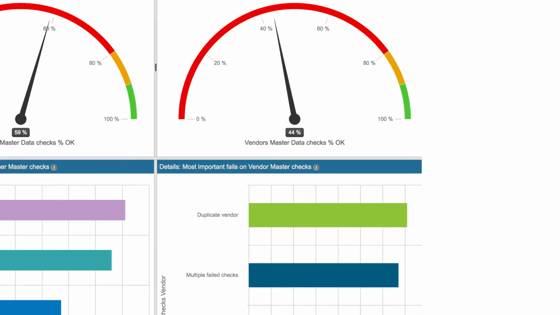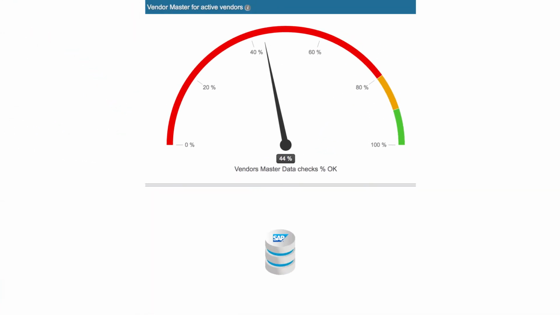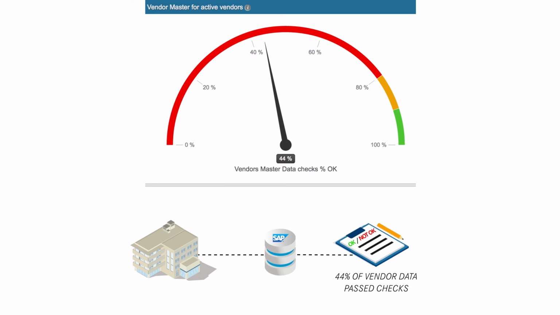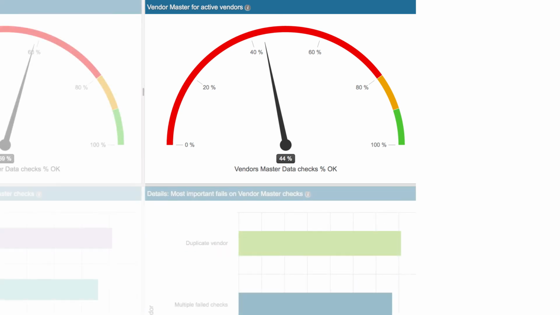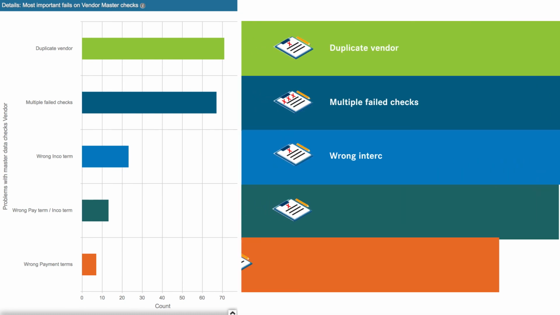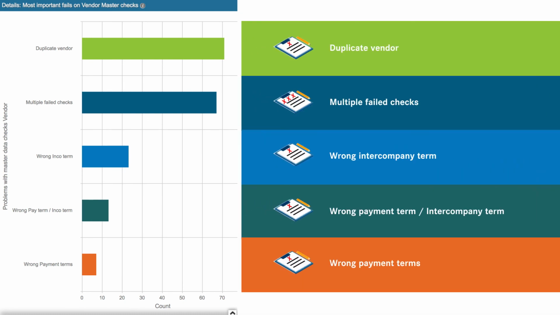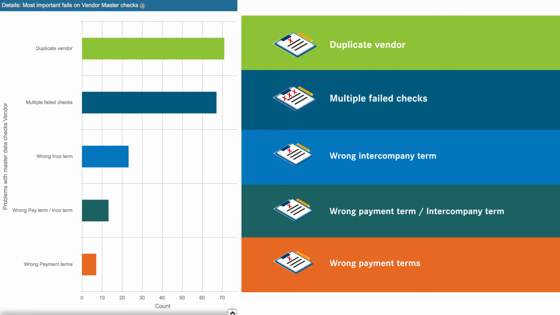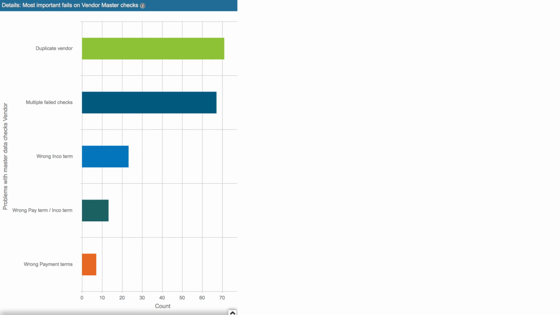The last column deals with vendor master data. The current level is at 44%, which is unacceptable. To understand why the checks failed, this detailed graph ranks the main reasons for not matching the criteria. Solving the duplicate vendors and multiple failed checks will make a massive improvement towards an acceptable percentage of passed checks.